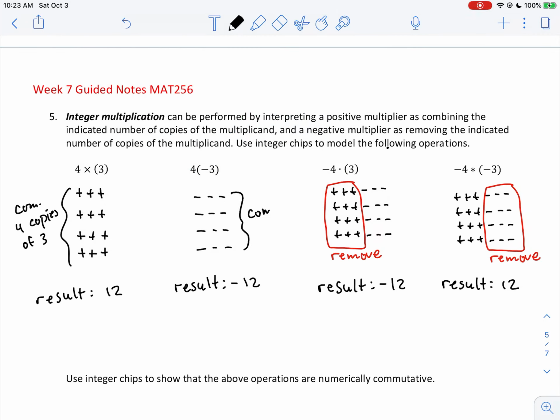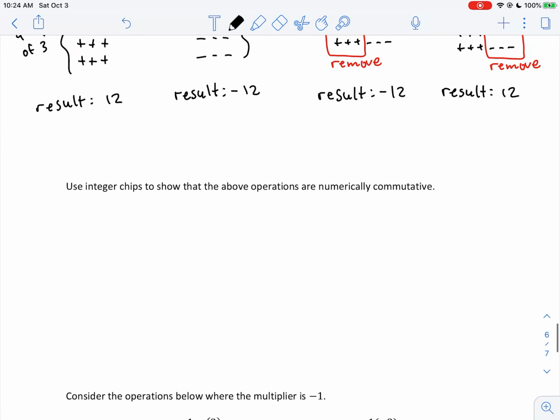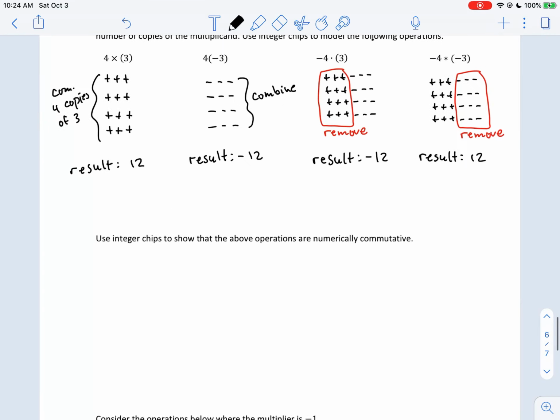So positive multipliers mean to combine. And then negative multipliers are to remove so many copies of the multiplicand. Use integer chips to show that the above operations are numerically commutative.